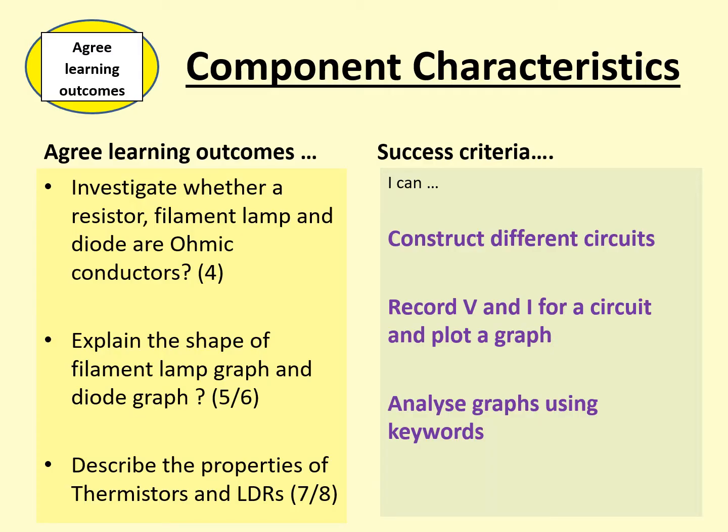So today what we're looking at is a summary of the 3 components we've looked at, and we're going to look at 2 additional components and look at the graphs associated with them. So we're going to look at an investigation with resistors, filament lamps and diodes, and evaluate which ones are ohmic conductors. We're going to explain the shape of graphs, which we have already, and then we're going to move on to describe the properties of thermistors and LDRs.